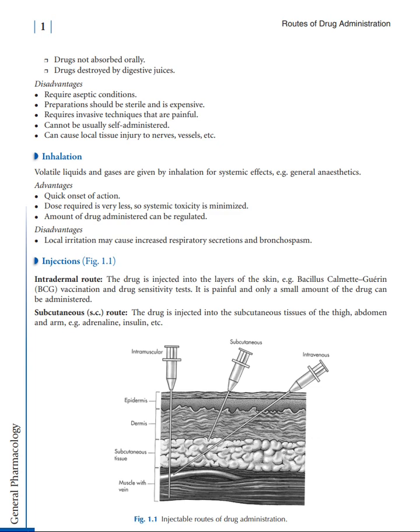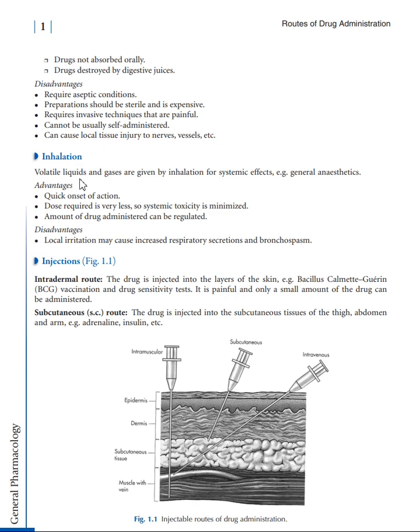So that is enteral. If enteral is not possible, how is it given? Parenteral. It also has disadvantages: a fresh syringe is to be used each time, aseptic conditions should be maintained, and these techniques are sterile and expensive. Then you have various invasive techniques that are also painful, and it usually cannot be self-administered. This is a major disadvantage of parenteral doses. You need someone to assist you. Then you have local injury to nerves or vessels. If the parenteral dose is not given correctly, it can harm you.